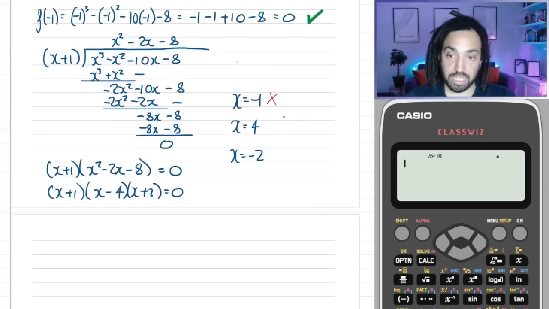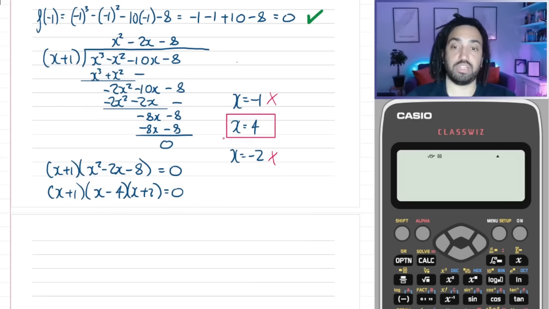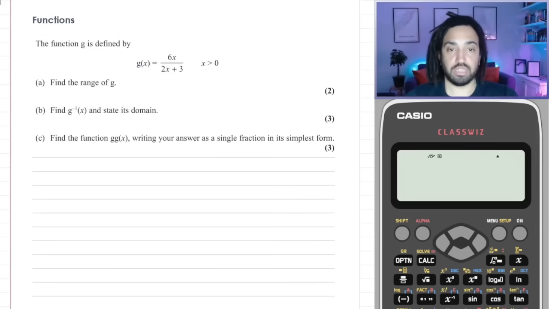So bye-bye, and hello to x equals 4. Final answer. Okay, functions. Everyone hates finding the range, but we're going to have to do it straight away.